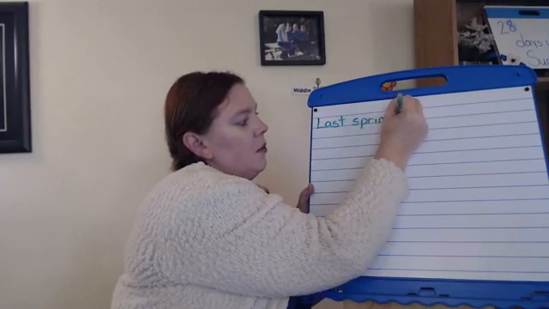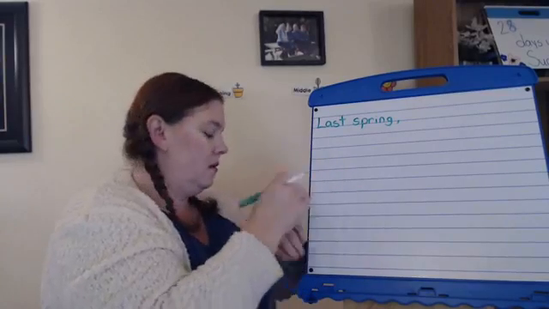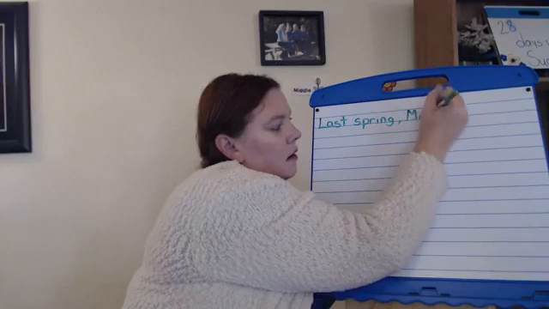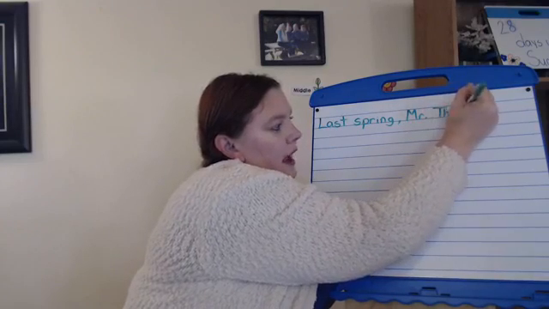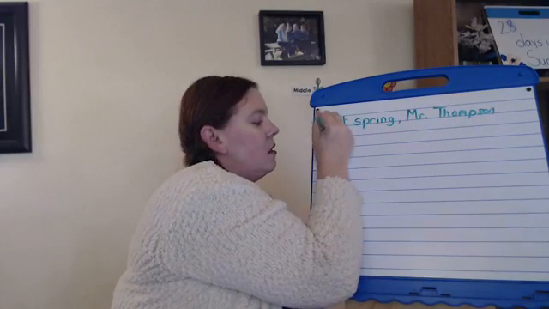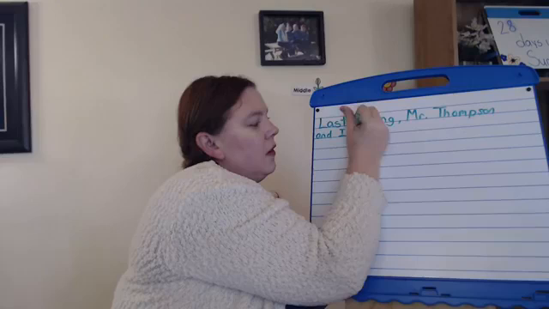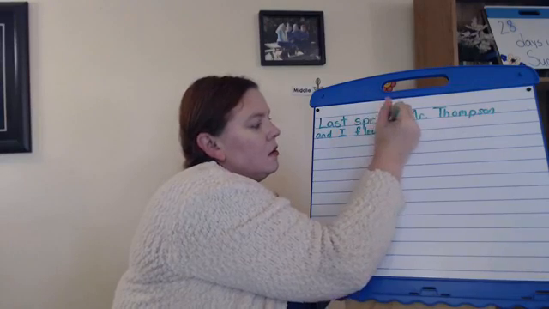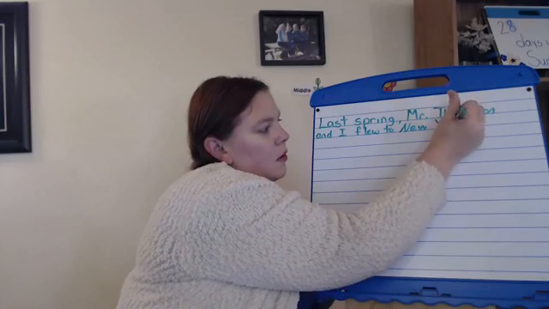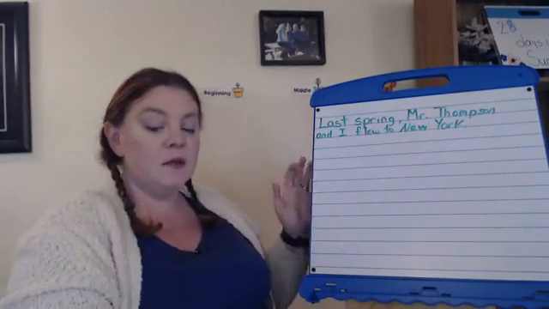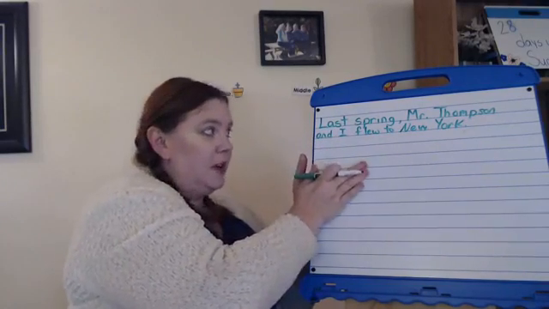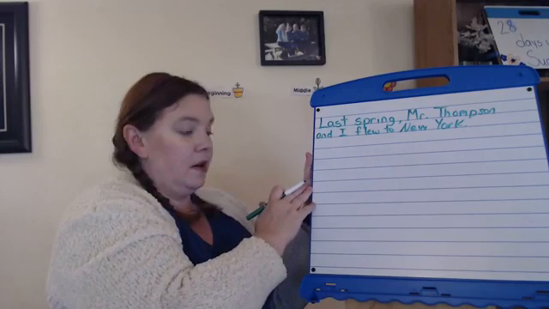And you need to make sure you know who's in your story. Last spring, Mr. Thompson and I flew to New York. So that's my first sentence. So what I'm doing is I'm going back and looking at the beginning that I wrote. Plane was the first one. Last spring, Mr. Thompson and I flew to New York.